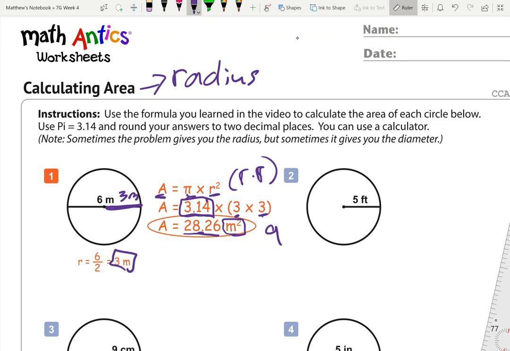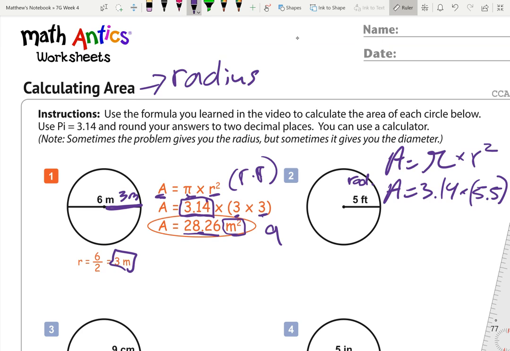And then we have to go over here. We already have the radius given to us. Hooray, we get to skip a step. And so here we go. Area equals pi multiplied by the radius squared. So I'm going to plug in 3.14 for pi, and then radius squared, that's going to be what 5 times 5 would be. And so that's going to be 3.14 multiplied by 25.